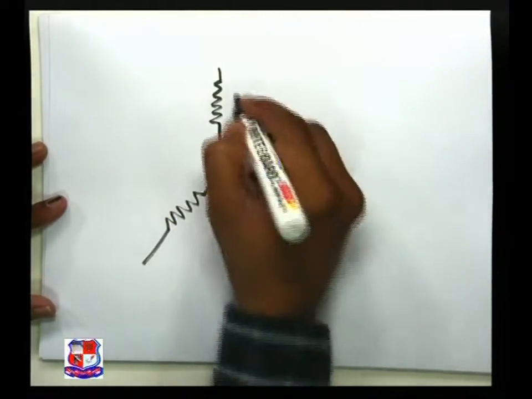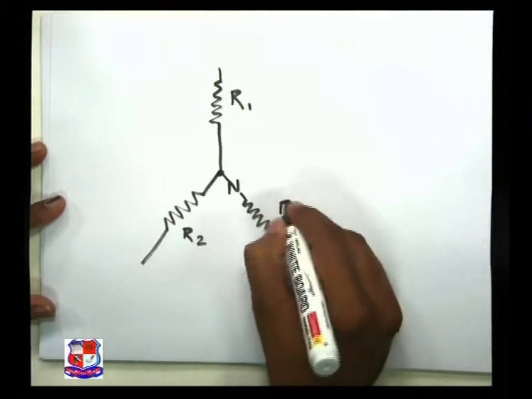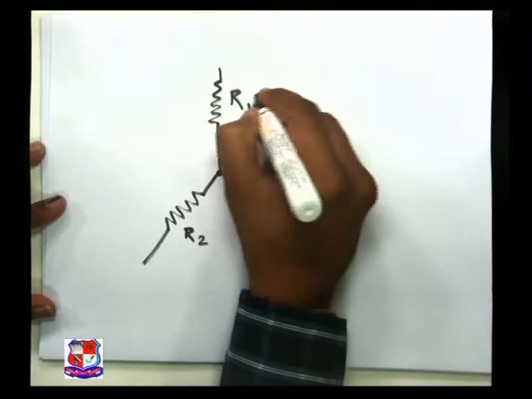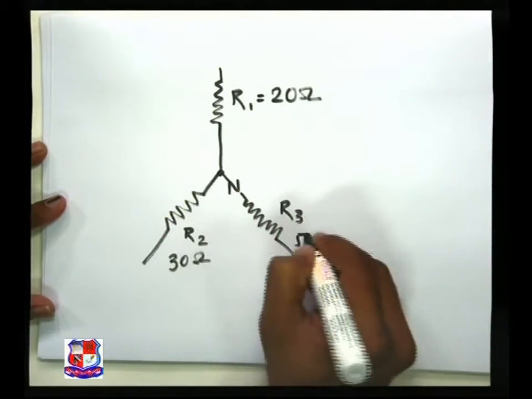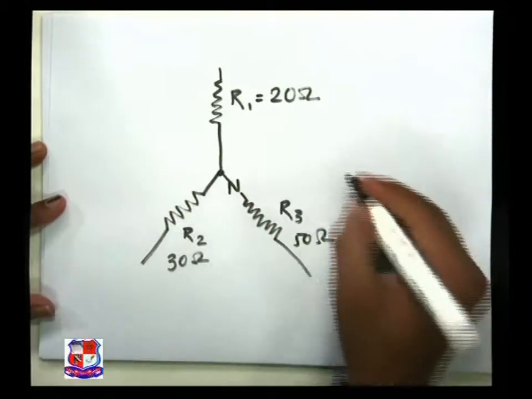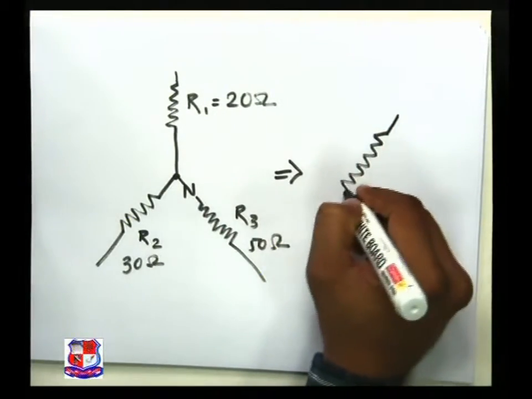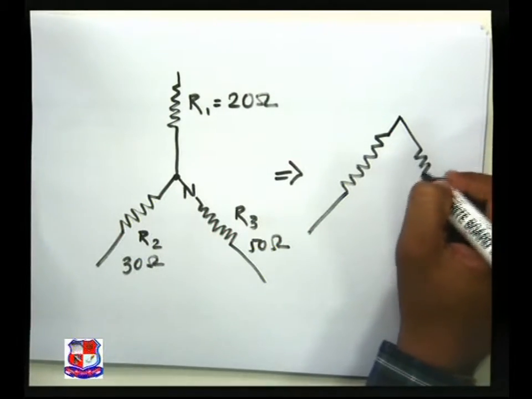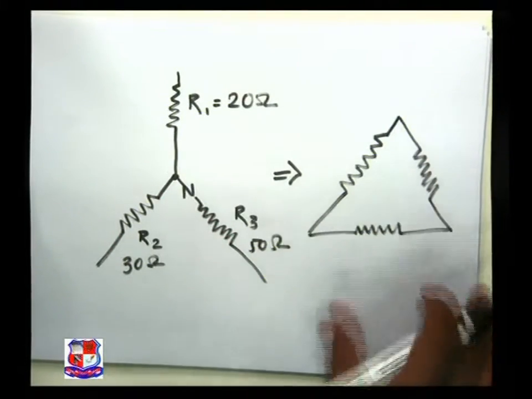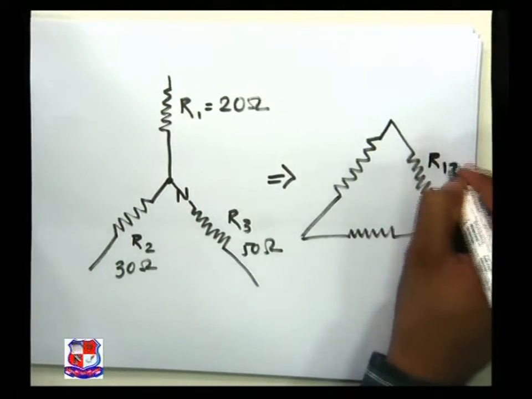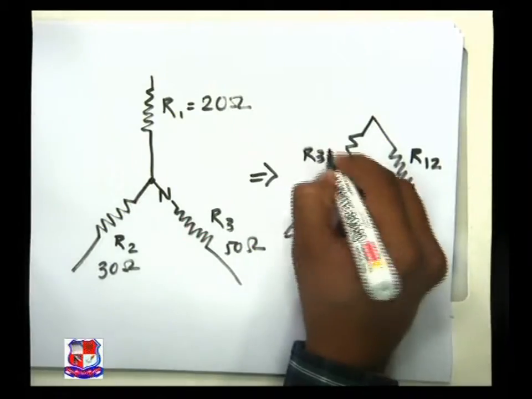This is the configuration. First of all, for example, this one is our R1, R2 and R3. So here suppose it is 20 ohm, 30 ohm and 50 ohm. So we have to find its equivalent delta connection. So for example, this one is R12, this one is R23 and this one is R31.